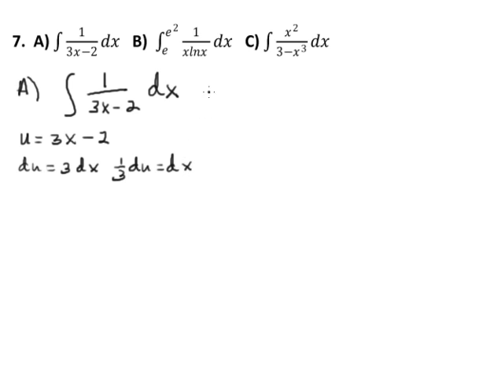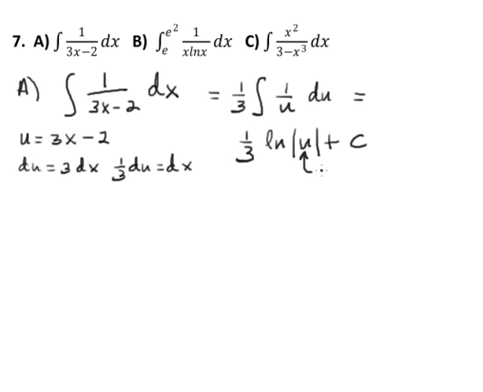So here we have 1/3. All right, so for dx, we're putting 1/3 du, and here we have 1 over u. So this is a simple log. All right, and then just substitute for u, substitute 3x minus 2, and you're done. All right, let's look at b over here.